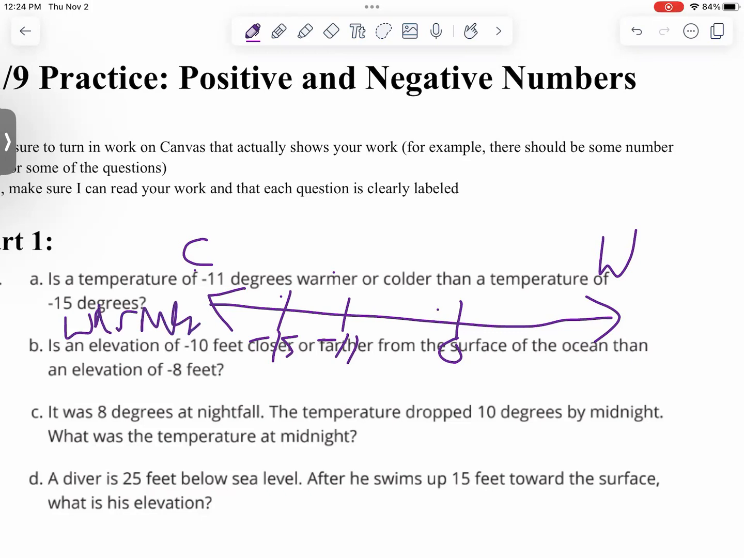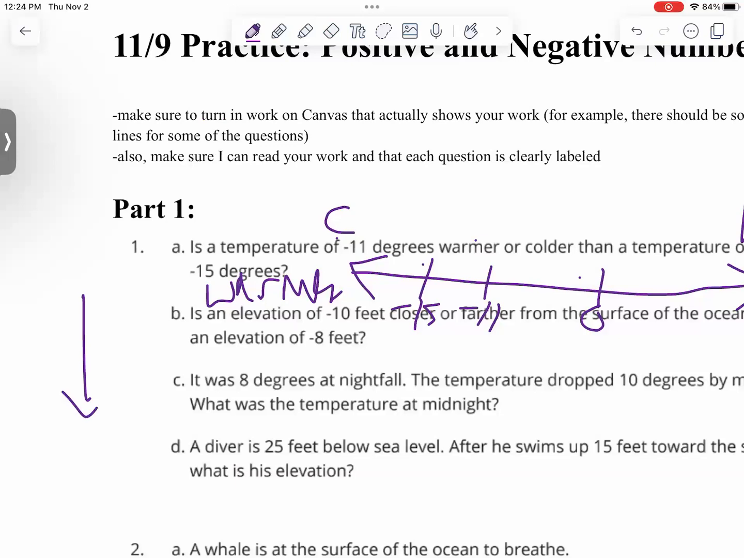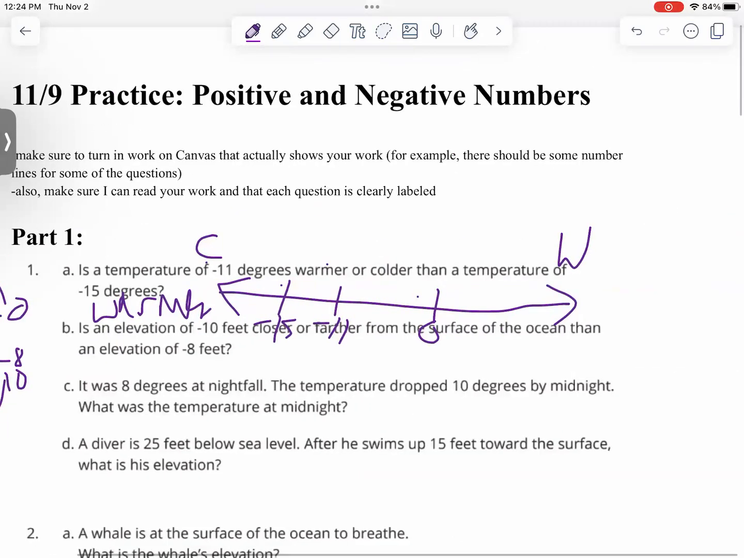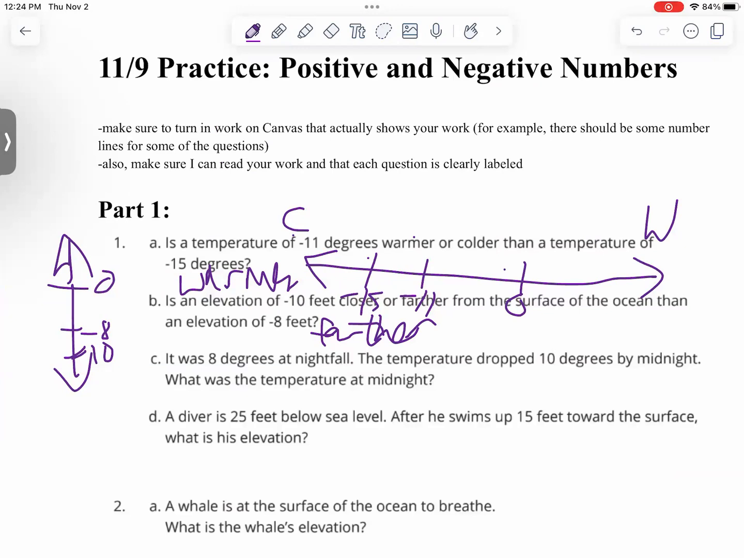Is an elevation of negative 10 feet closer or farther from the surface of the ocean than negative 8 feet? Okay, so here's the surface, 0. So we got negative 10 and negative 8. Which one's closer to the surface? Well, negative 8 is. So negative 10 feet is farther from the surface than negative 8. So hopefully you see now what I'm talking about with just having a quick number line. If you didn't have those, then stop real quick and get them and then come back and watch the rest of the answers.